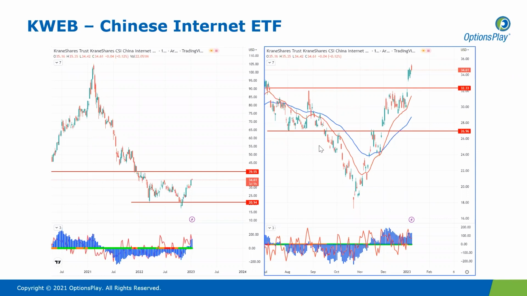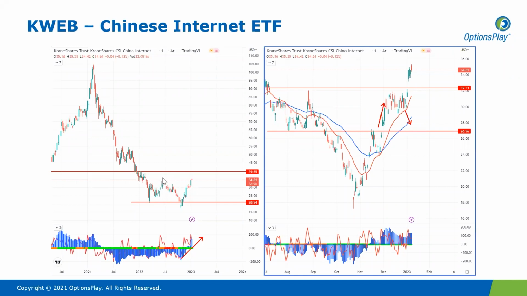And we have seen a breakout above the 27 level, followed by some consolidation, and now already that breakout above 32. I was hoping for a bit of a pullback. We haven't seen that. There seems to be a lot of interest here in this Chinese reopening. And for that reason, KWEB is doing quite well, breaking above 2 resistance levels in a short space of time. A lot of momentum here on the weekly time frame.